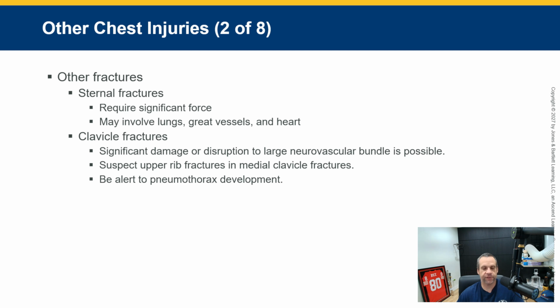For clavicle fractures, that's also very common. The clavicle overlies the first rib and just helps protect a large neurovascular bundle that is supplying the upper extremities. So damage to this area near the medial end of the clavicle may also have associated injury with the upper ribs. Again, that could have an impact on circulation, could have an impact on nerves, could have an impact on the actual lung.